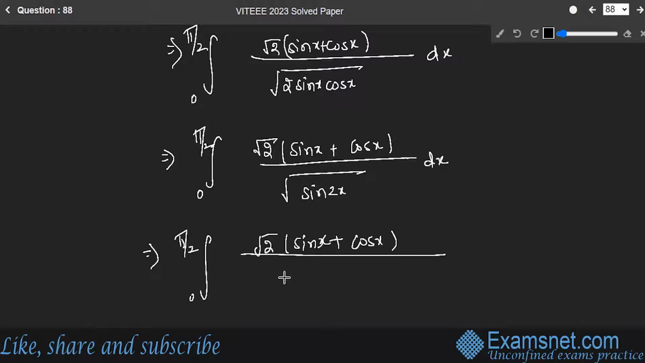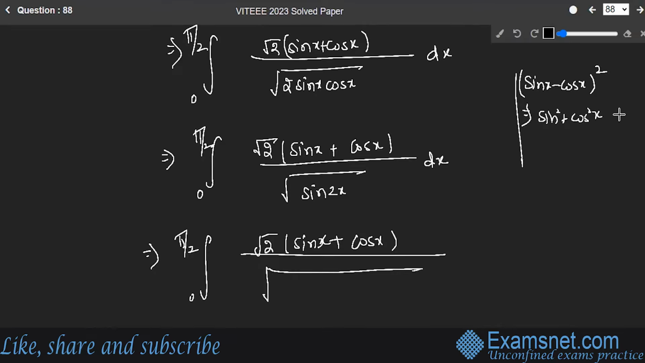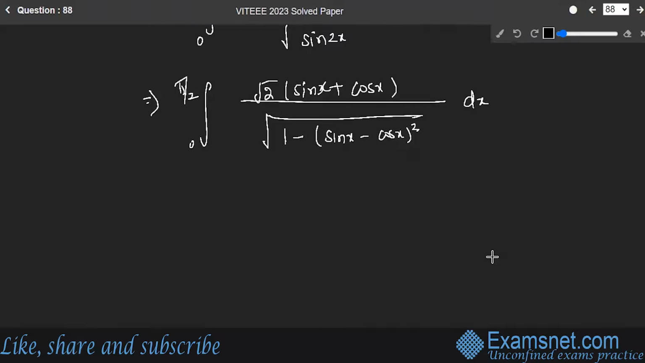Now this can be written as sin 2x. See, if I use the formula for (sin x minus cos x) whole square, this is equal to sin square x plus cos square x minus 2 sin x cos x, or this is equal to 1 minus sin 2x. So sin 2x can be written as 1 minus (sin x minus cos x) whole square dx. Now I'll put sin x minus cos x is equal to t.